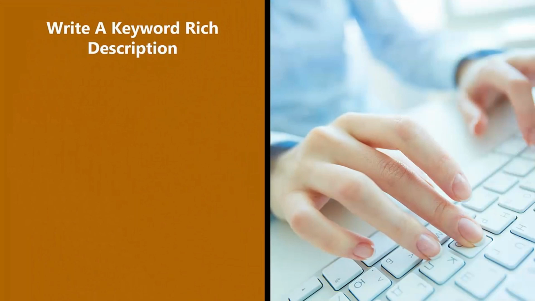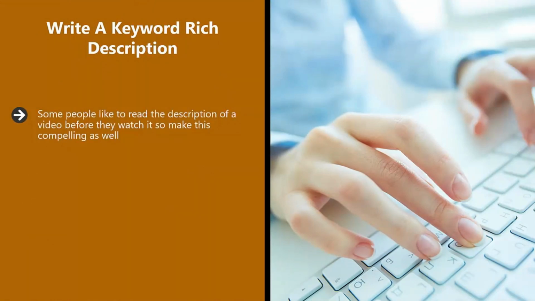Write a keyword-rich description. Some people like to read the description of a video before they watch it, so make this compelling as well. We recommend that your description is at least 300 words long and contains your secondary keywords that you found earlier. Tell people what the video is about, but don't give everything away. You can always say something like, "You won't believe what happened at the end of this video," or "I have a big surprise for you at the end of the video." Just use techniques to hook the viewer and encourage them to watch all the way through.